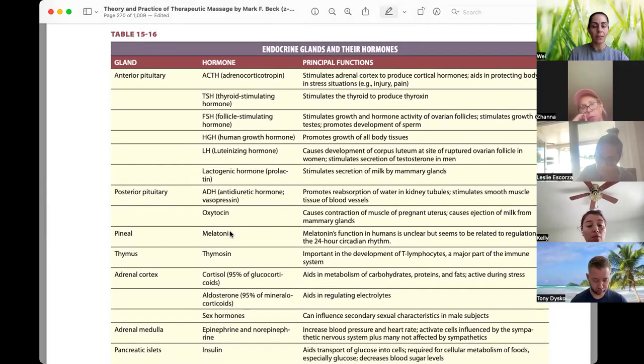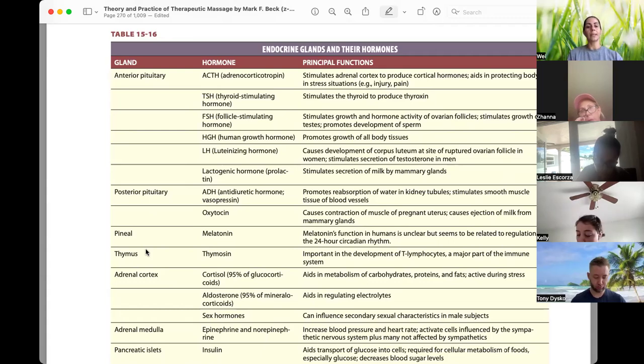Okay, next, let's create a third card, and it's going to be for the pineal gland. Pineal gland, we've heard of melatonin. People take melatonin so they can fall asleep. So the pineal gland helps the body regulate sleep and regulate circadian rhythm. So it's the sleep cycle, okay?